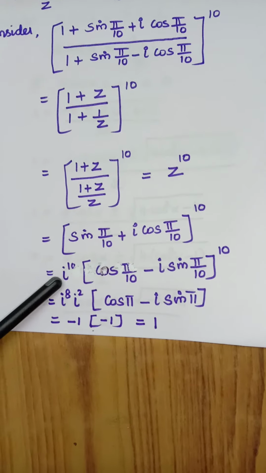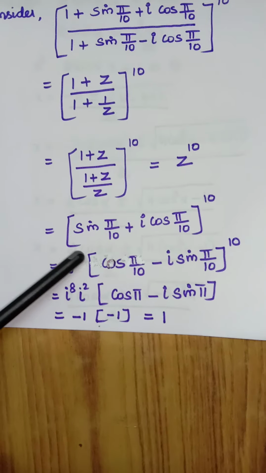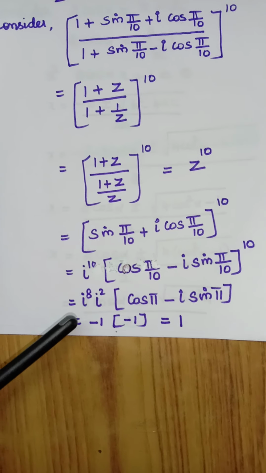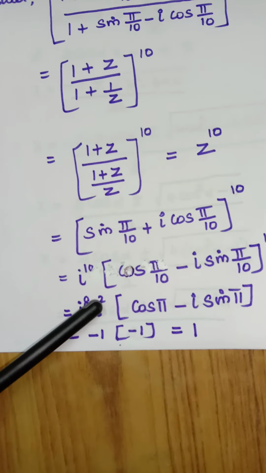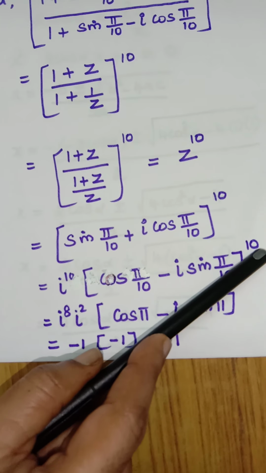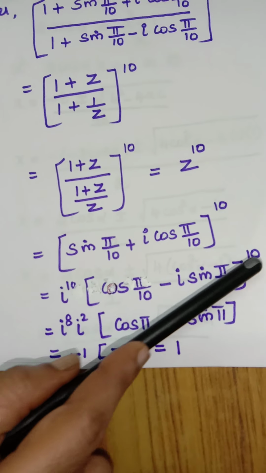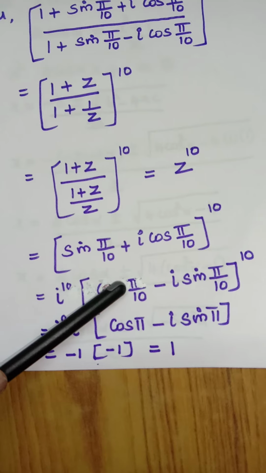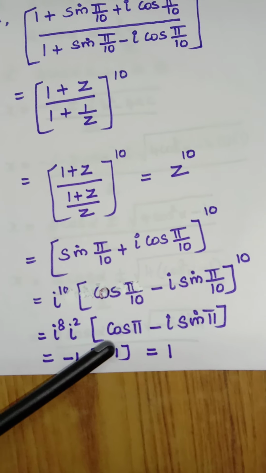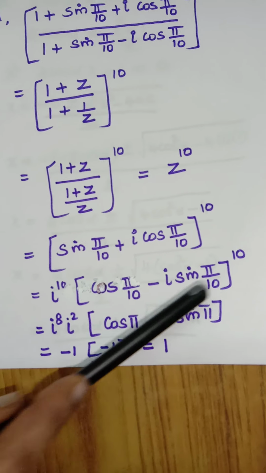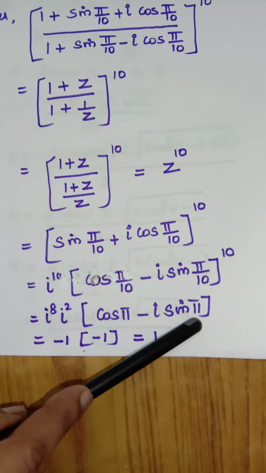So look at this, it is i power 10. The power of i can be written as i power 8 into i squared. So you have to apply De Moivre's theorem inside. The 10 will come here, this 10 and this 10 get cancelled. So here you are having cos pi. The same way here i sin pi.